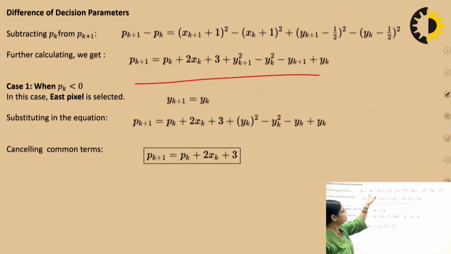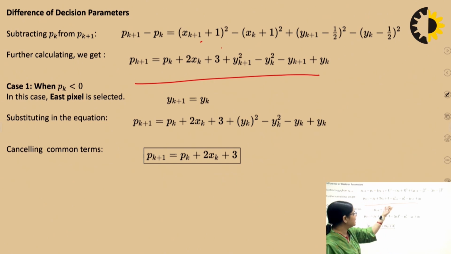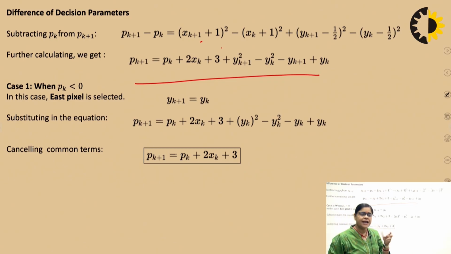After solving this equation, we get (xk+1 plus 1) whole squared minus (xk+1) whole squared, and this will go as (a plus b) whole squared. You have studied in math that (a plus b) whole squared is equal to a squared plus b squared plus 2ab. That is what I have done in this equation while solving it, right? Now, for case 1, you have to consider that there are certain cases.